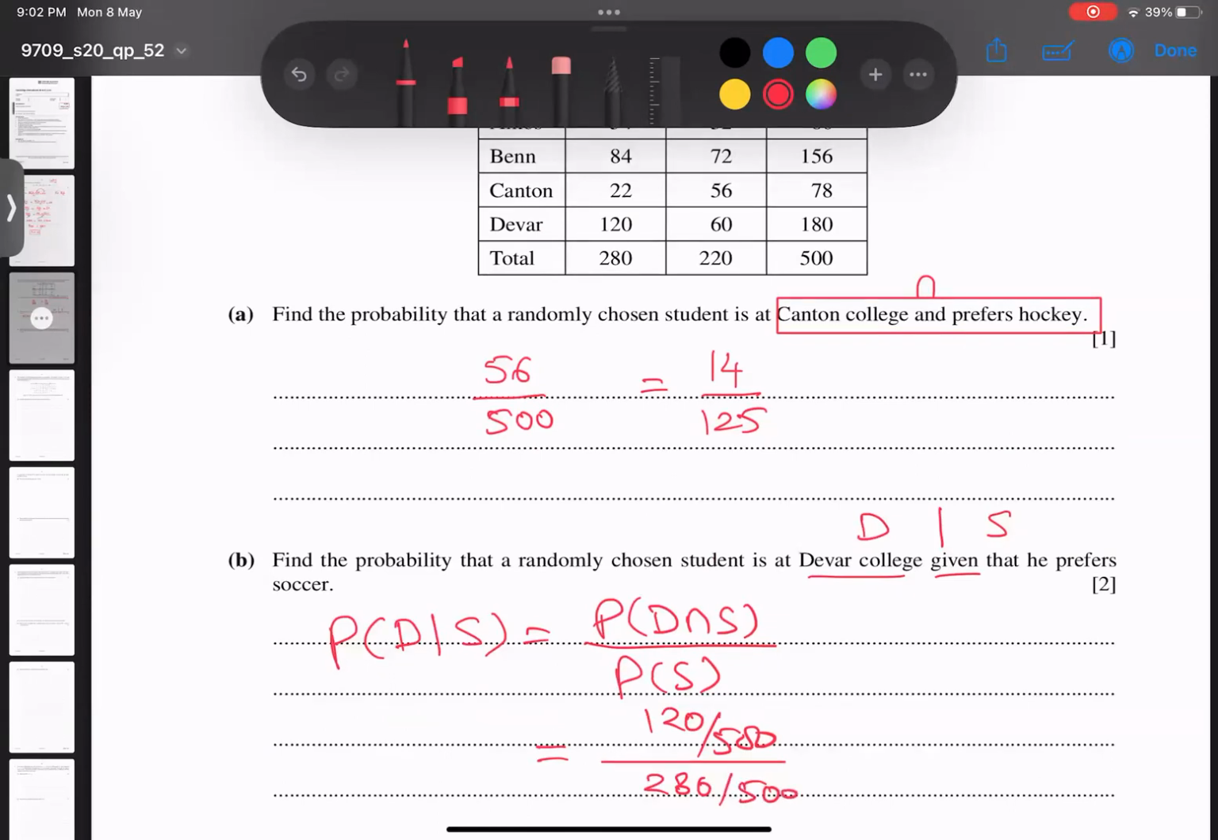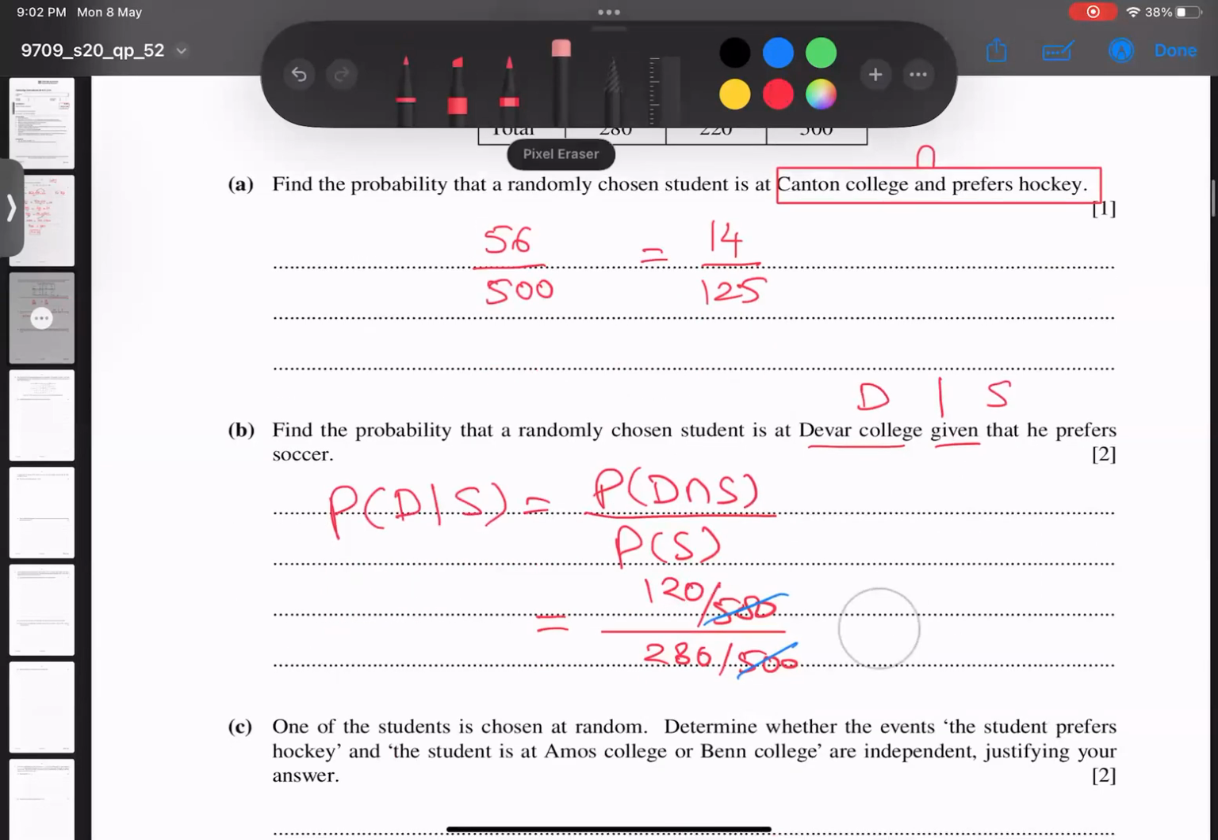I hope the point is very, very clear. And simply, if you divide them, the 500 and 500 cancel out. Finally, the answer if I type it in the calculator, the 0 cancels out, and 3 by 7 is our final answer if you simplify. 3 by 7.